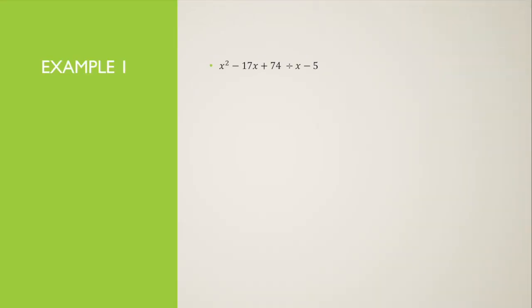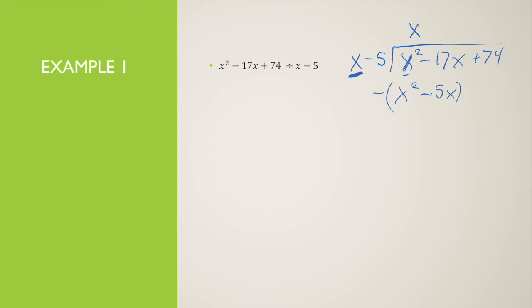So I have x squared minus 17x plus 74 divided by x minus 5. I'm going to rewrite this so we're all set up for our long division. I look at my divisor and say, okay, what do I multiply x by to make it look like x squared? Well, that's just going to be x. Then I multiply. x times x is x squared. x times negative 5 is a negative 5x. We subtract. My first terms cancel. This becomes a positive. Negative 17x plus 5x is a negative 12x.